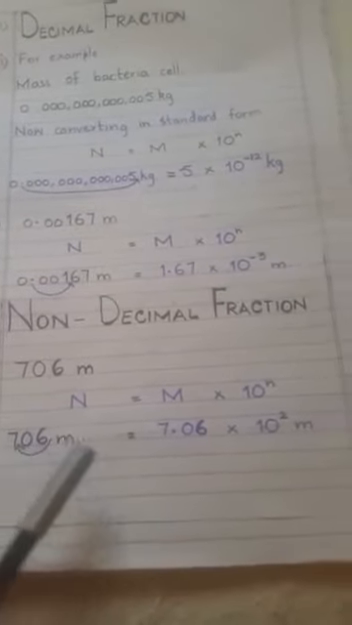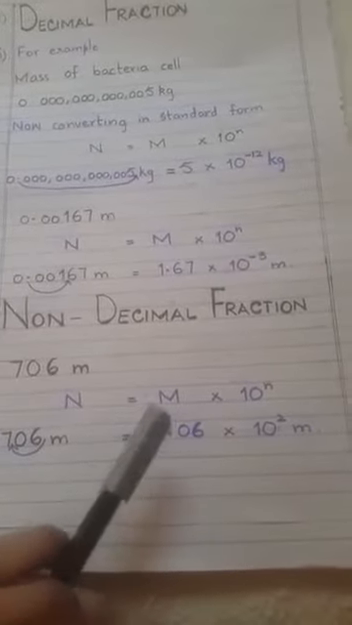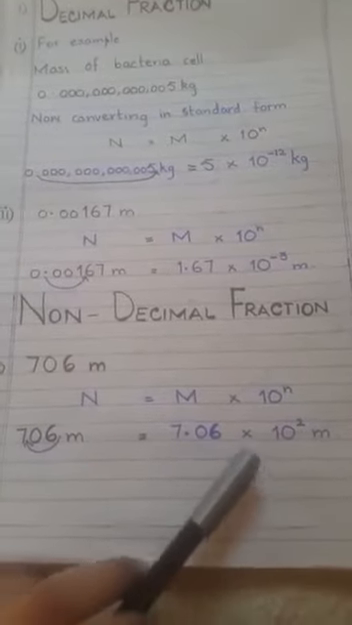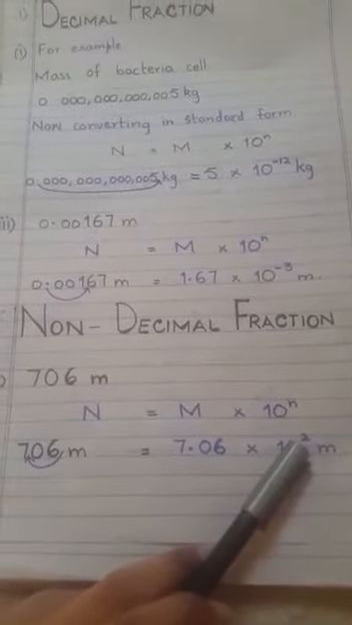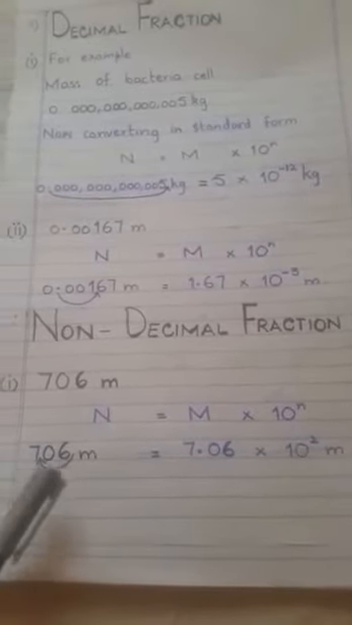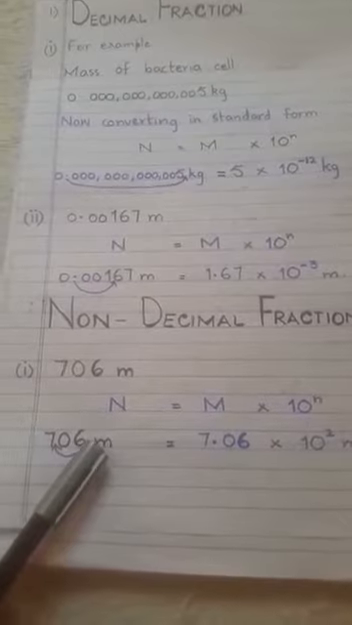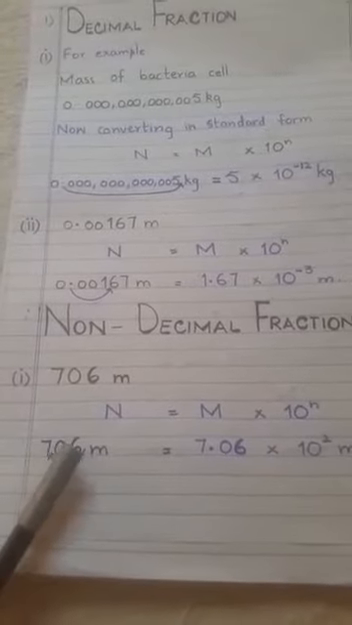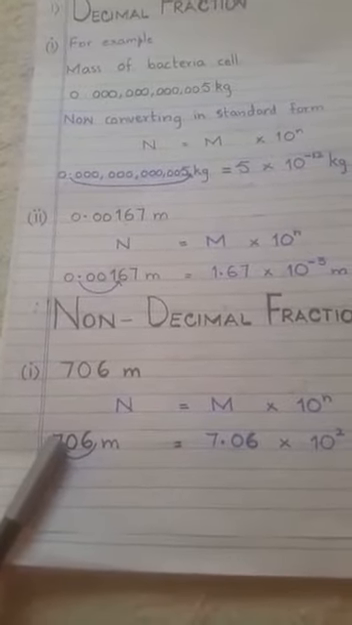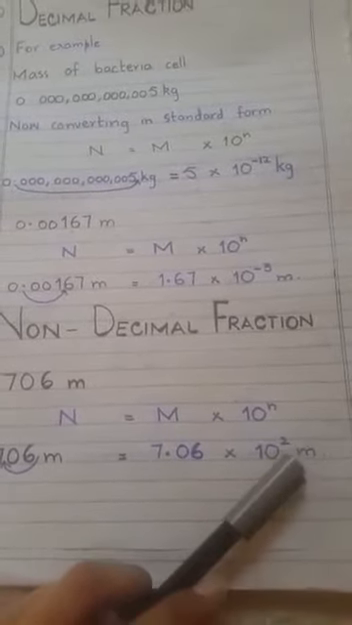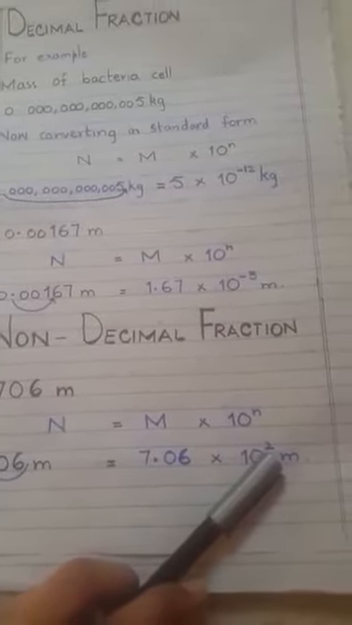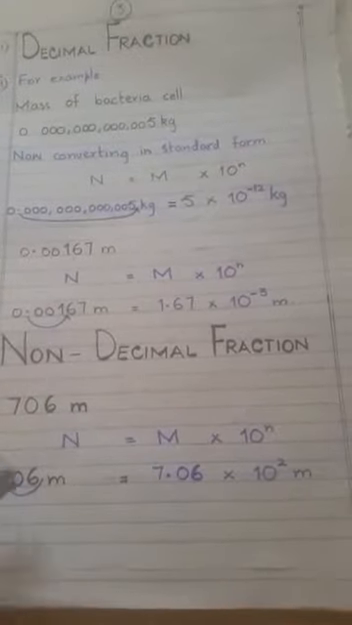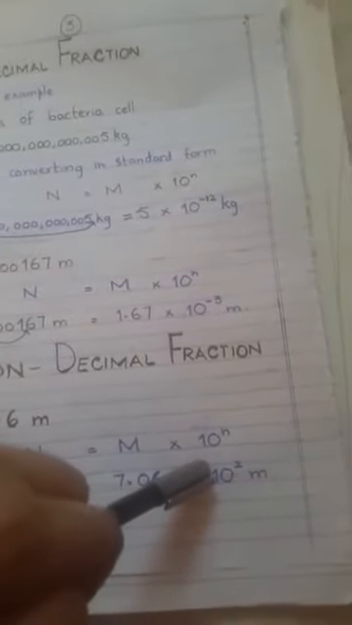So the new or standard notation, with mantissa m, will be equal to 7.06 into 10 raised to power 2. Again the power of 10 will be equal to 2. How? Again the number of digits between the initial position of the decimal and the new position of the decimal is two. So the power of 10 will be equal to 2, and a positive sign will be marked. Why positive? Because according to the law, if the decimal moves toward the left, a positive sign will be marked, and there is no need to write the positive sign.